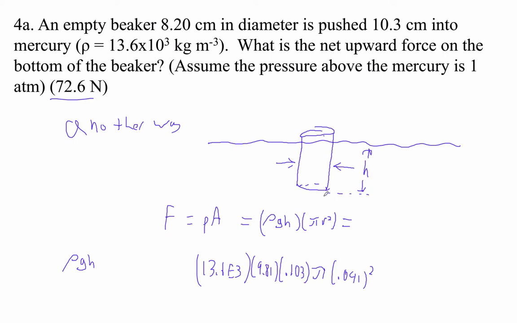So it's another way to think about it. The net upward force is just the force, which is pressure times area. Pressure is this hydrostatic pressure. If I do all this, 13.6 E3 times 9.81 times 0.103 times pi times 0.041 squared, all of that is the same thing. It's 72.57 newtons. Which is, of course, where buoyant force comes from. So, yeah.